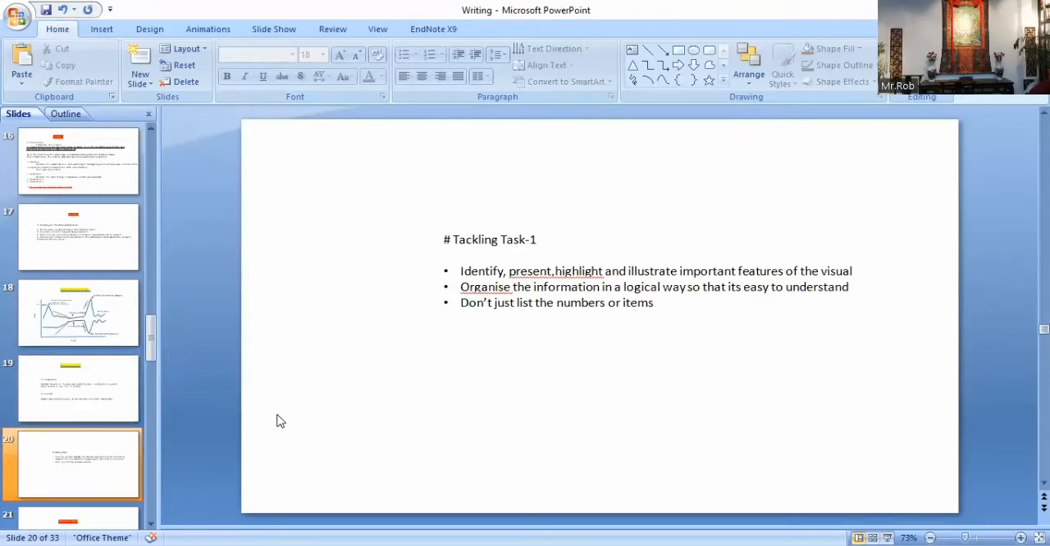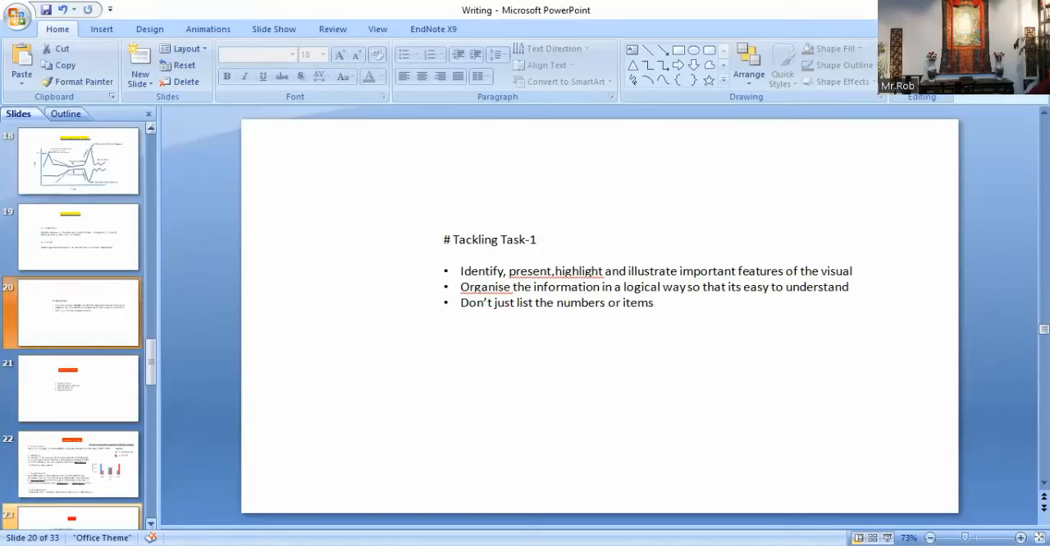So, tackling task one. At first, identify, present, highlight, and illustrate important features of the visual. This means try to identify in the visual what is maximum and what is minimum. You don't need to write down everything that you see in the visual. You just need to mention some important aspects or parameters. Identify what things are remarkable and worth mentioning.